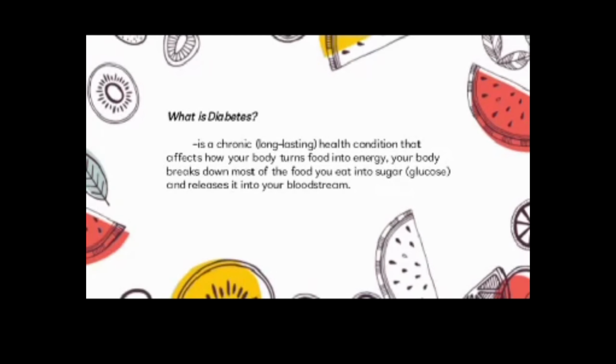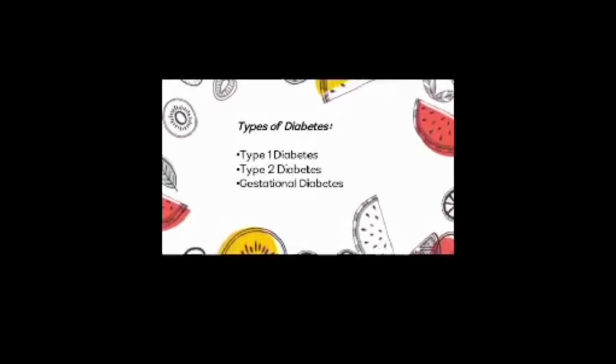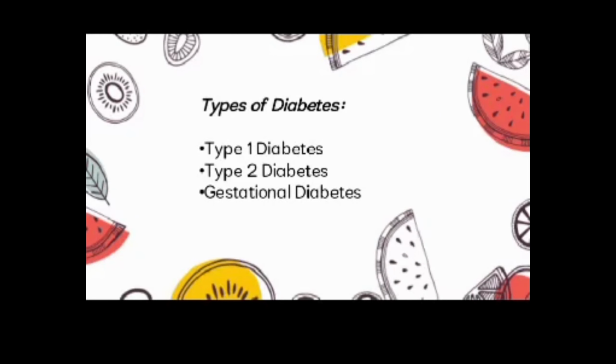First, what is diabetes? Diabetes is a chronic, long-lasting health condition that affects how your body turns food into energy. Diabetes occurs when your blood glucose, also called blood sugar, is too high. Glucose is your body's main source of energy. Your body can make glucose, but glucose also comes from the food you eat. Insulin is a hormone made by the pancreas that helps glucose get into your cells to be used for energy. There are three types of diabetes: number 1 is type 1 diabetes, number 2 is type 2 diabetes, and lastly number 3 is gestational diabetes.